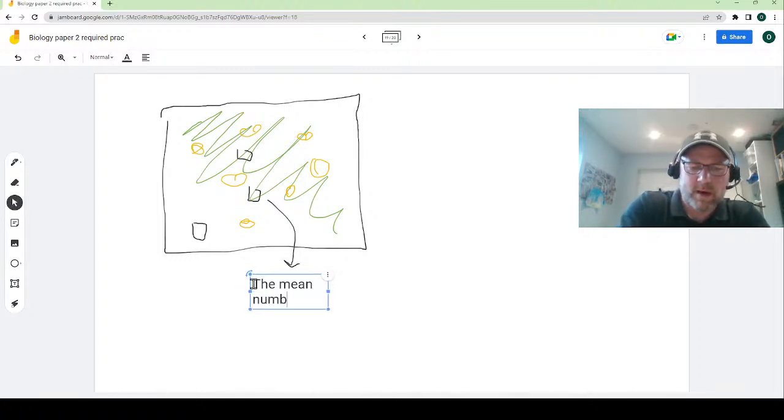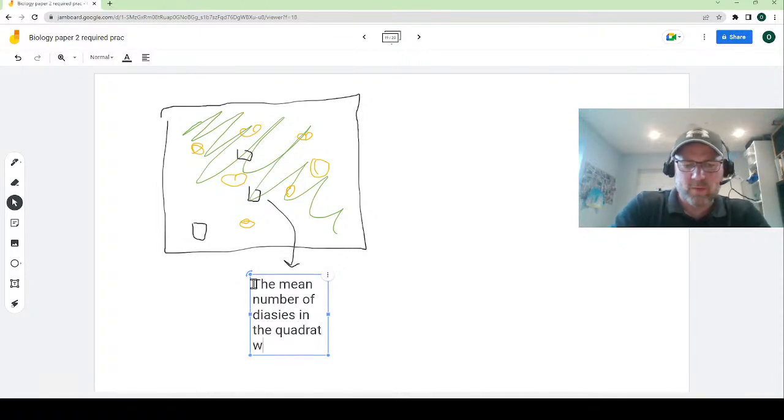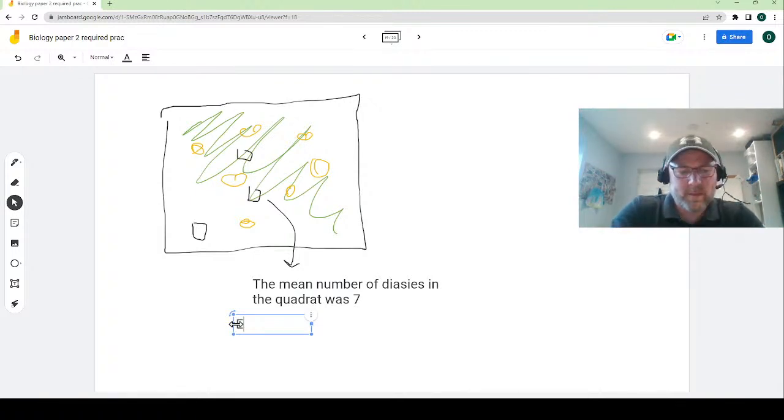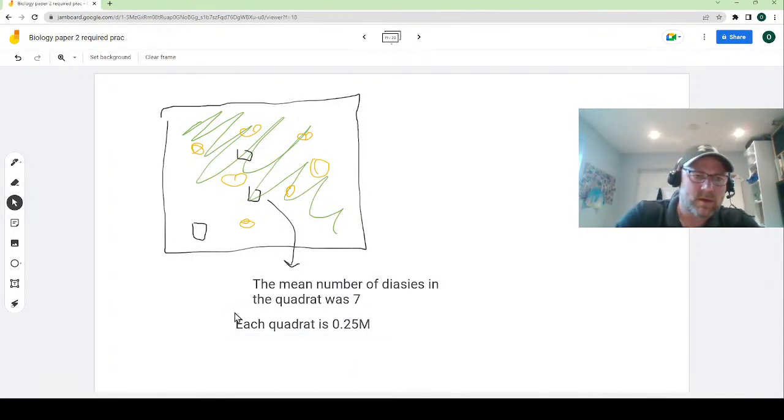So the mean number of daisies in the quadrat, oh my gosh, I can't spell quadrat, was 7. So you got 7 daisies in the quadrat. Next step, each quadrat is 0.25 meters squared.